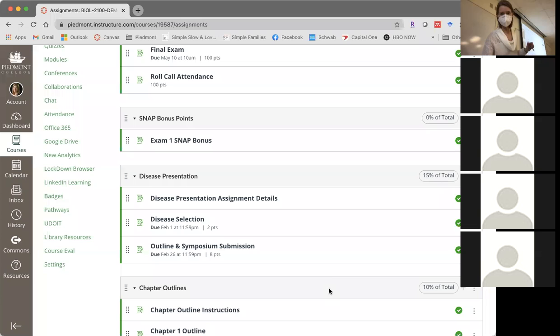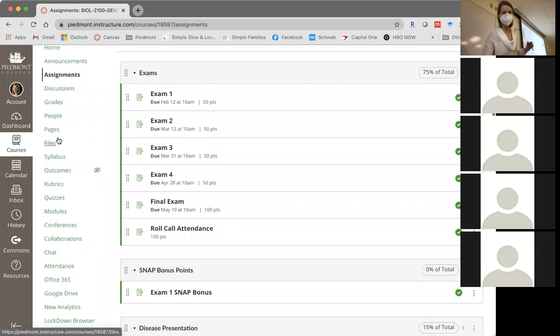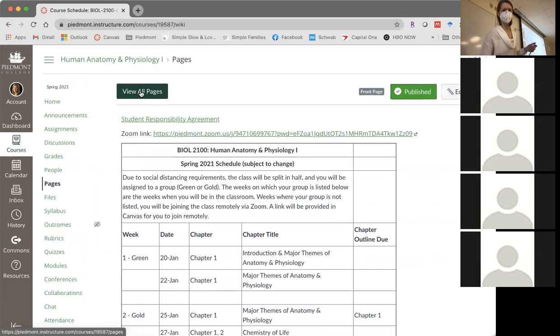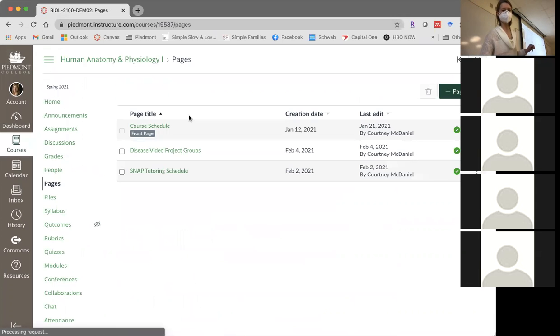And share the Canvas page with you guys on Zoom. You can go to the pages option and you'll see the groups in there. If you go to the pages, it'll just bring up the schedule. You have to go to view all pages. I know it's a kind of weird thing in Canvas, but if you go to view all pages, you should see disease video group projects. So that is, you can see who's in your group.